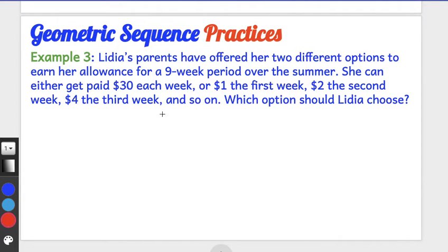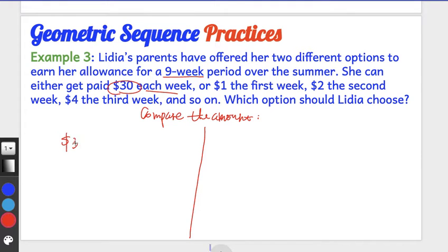But for this case, I'm going to compare the amount in total, okay? So I can say which one we are going to get more money from. For the first one, we know it's $30 each week, and the parents are going to pay for 9 weeks. So that's $30 times 9, very straightforward. It's going to be $270. That's for the first one.